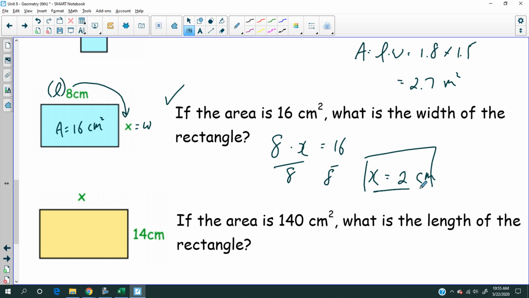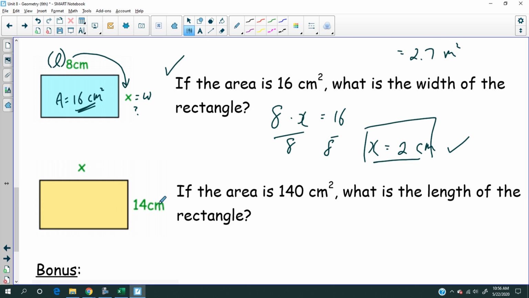Okay, so in other words, if the area is 16 centimeters squared and the length is 8, what would the width have to be? So the question you ask yourself is, 8 times what gives me 16? 8 times 2 gives us 16. Okay? All right, so with that said, try this one right now. So press pause and try this one.